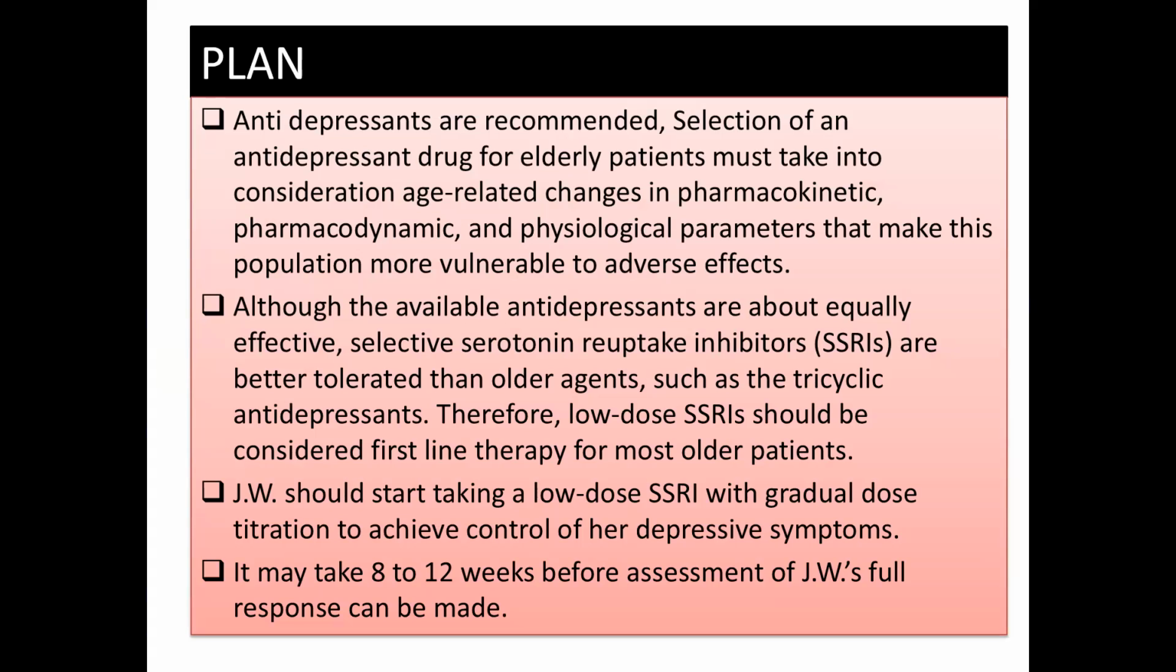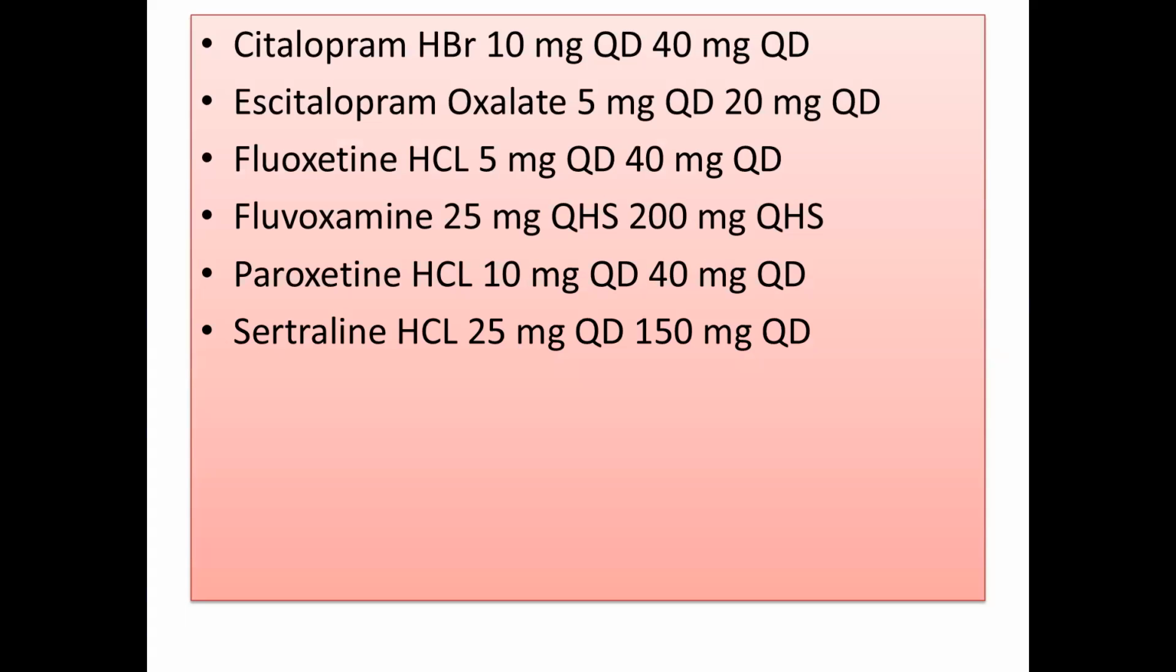JW should start taking a low-dose SSRI with gradual dose titration to achieve control of her depressive symptoms. It may take 8 to 12 weeks before assessment of JW's full response can be made. She can also continue the drugs for diabetes and hypertension. The SSRIs include citalopram, escitalopram, fluoxetine, fluvoxamine, paroxetine, sertraline. These can all be given at different doses according to the patient's requirements and situations.